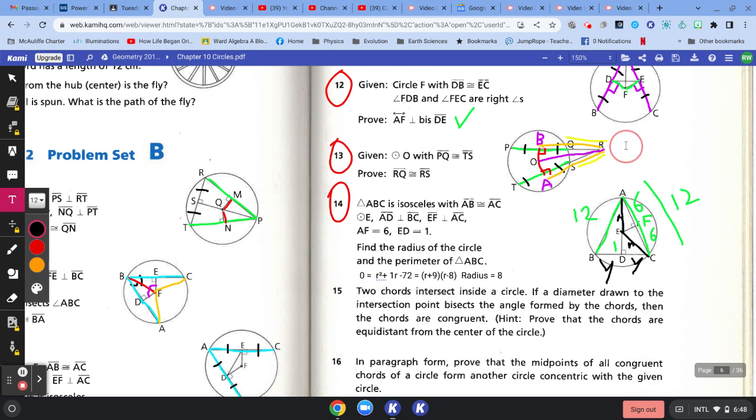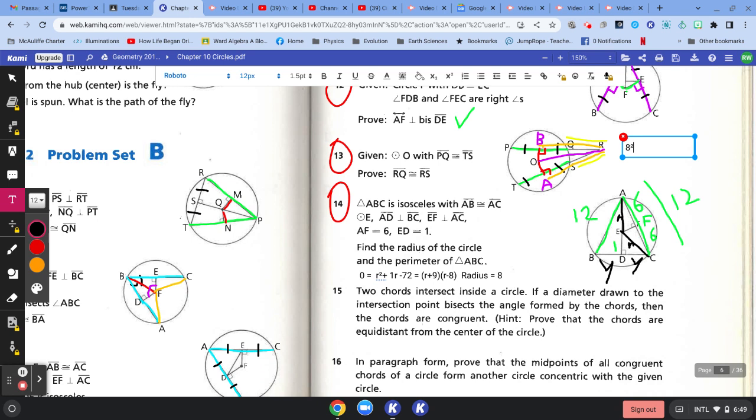Okay, so we know r is 8, so we'll say 8 squared. Okay, and that's going to equal 1 squared plus y squared. And so that's going to be 64. And that's going to be 1. So we're going to subtract 1 from both sides. So that'll be 63. Okay, and 63, we're going to need to get the square root of both sides. So the square root of y squared is going to be the square root of 63.